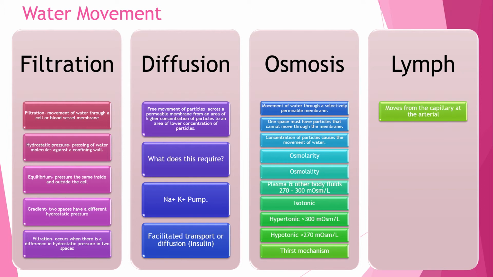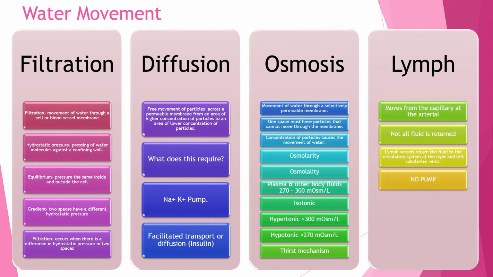In the lymph, a small amount of fluid remaining in the tissues from the capillaries flows one way, towards the heart. Not all fluid is returned. The fluid that is returned enters the circulatory system at the right and left subclavian veins. There is no pump mechanism in this action. The mechanism of action is through muscle contractions, intrathoracic pressure changes during breathing, and peristalsis-like motion in the lymph vessels.